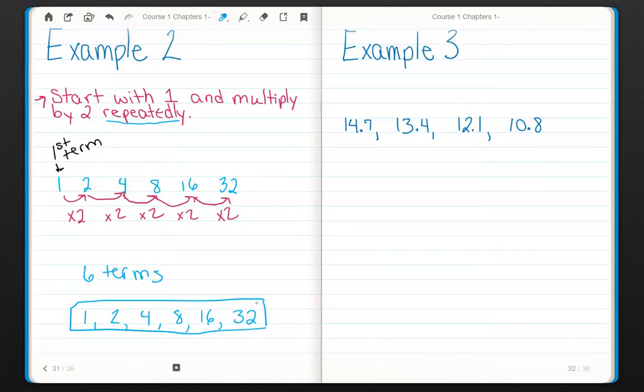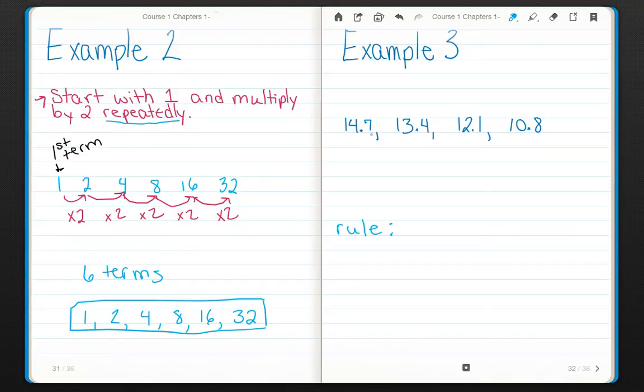Okay, so let's look at example 3. In example 2, they gave us the pattern and told us what number to start with. Start with 1, multiply by 2, find the terms. Here in example 3, they are giving us the terms and want us to find the rule. Okay, what is the sequence? What is the rule? How can you describe that?